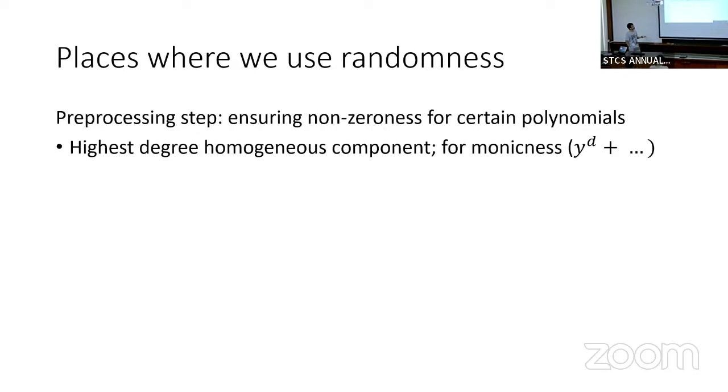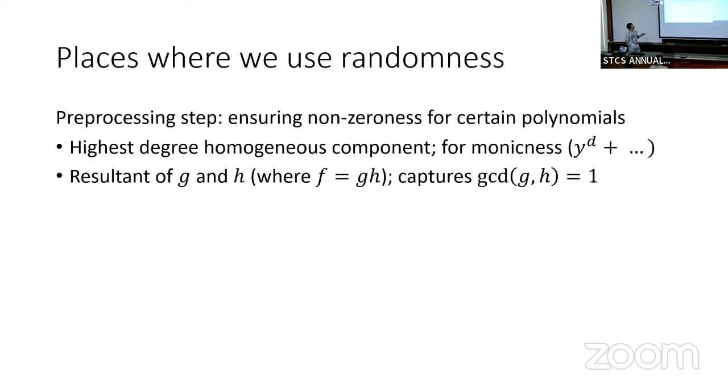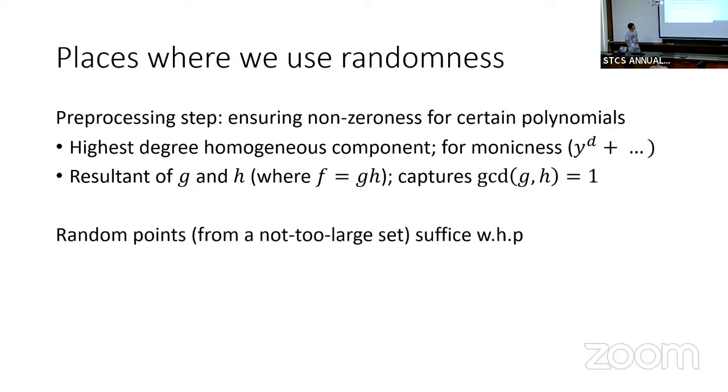So ensuring non-zeroness for certain polynomials. For monicness, you ensure that some highest degree homogeneous component is non-zero. Then for this GCD, so G and H not mixing up even when you go to the univariate world, this was some resultant condition. I won't tell you what the resultant is, but it captures somehow the GCD of G and H being equal to 1. And random points from a not too large set suffice when you want to ensure that these conditions are true.